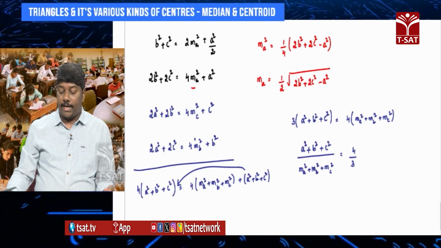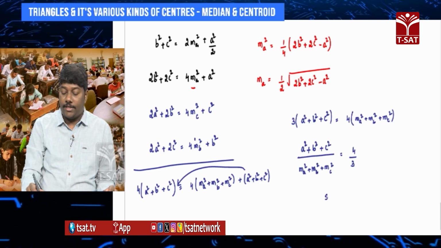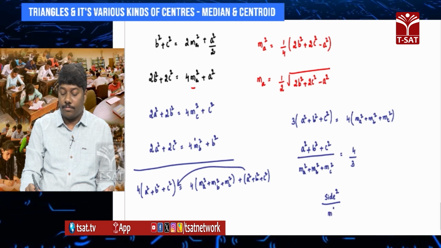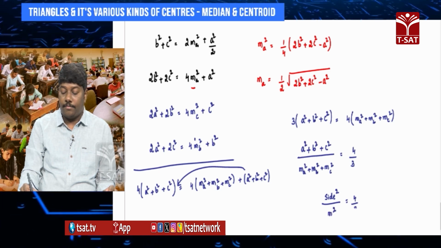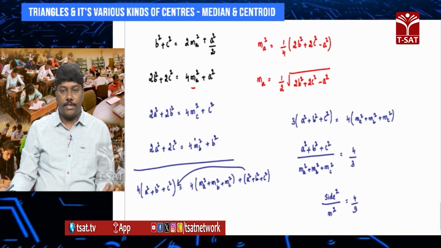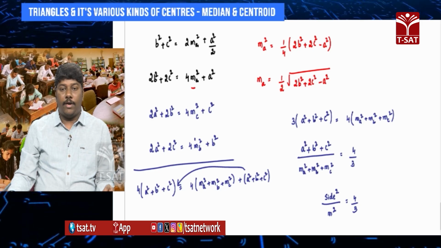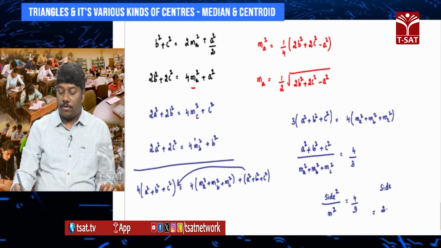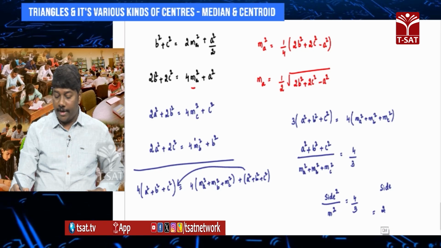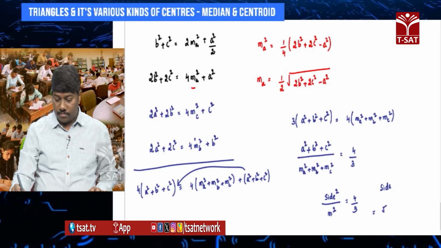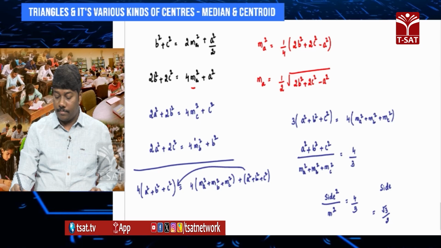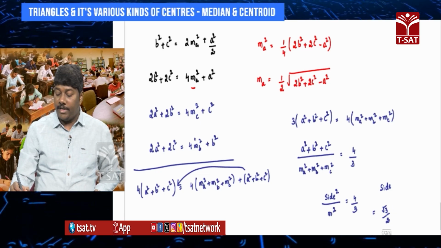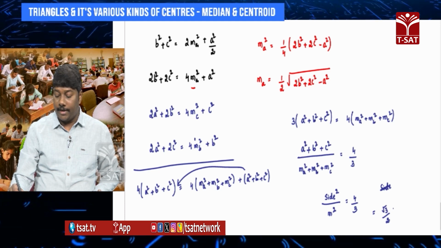In an equilateral triangle, I can simply say side square by median square is equal to 4/3, because all the medians and all the sides in an equilateral triangle are equal. Therefore, I can say the median is equal to √3/2 into side.